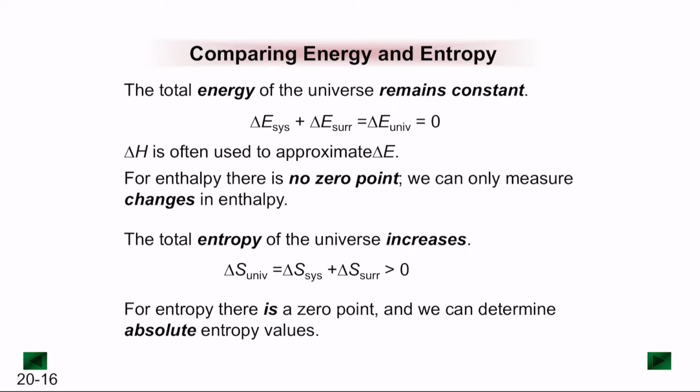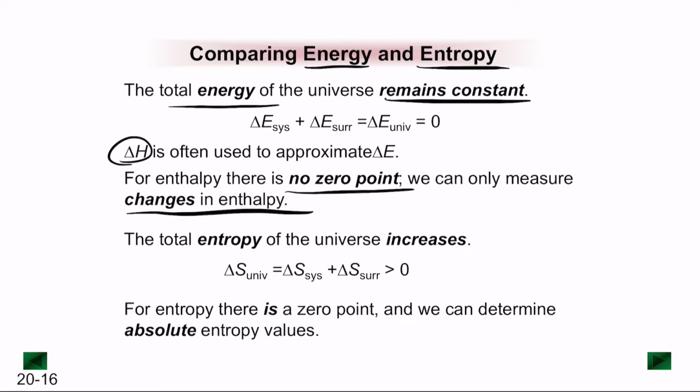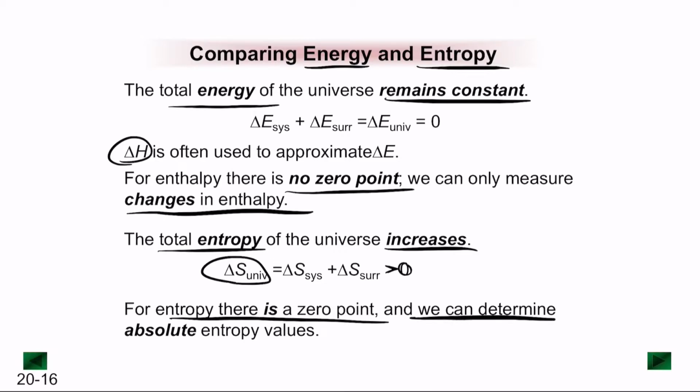Now, comparing energy and entropy. We know that the total energy of the universe remains constant, so we generally approximate it by using delta H. For enthalpy, there is no zero point, so we always measure the changes in enthalpy. The total entropy always increases, which means delta S of the universe always has to be greater than 0. For entropy, there is a zero point and we can determine the absolute entropy value. So that's the only difference between enthalpy and entropy.